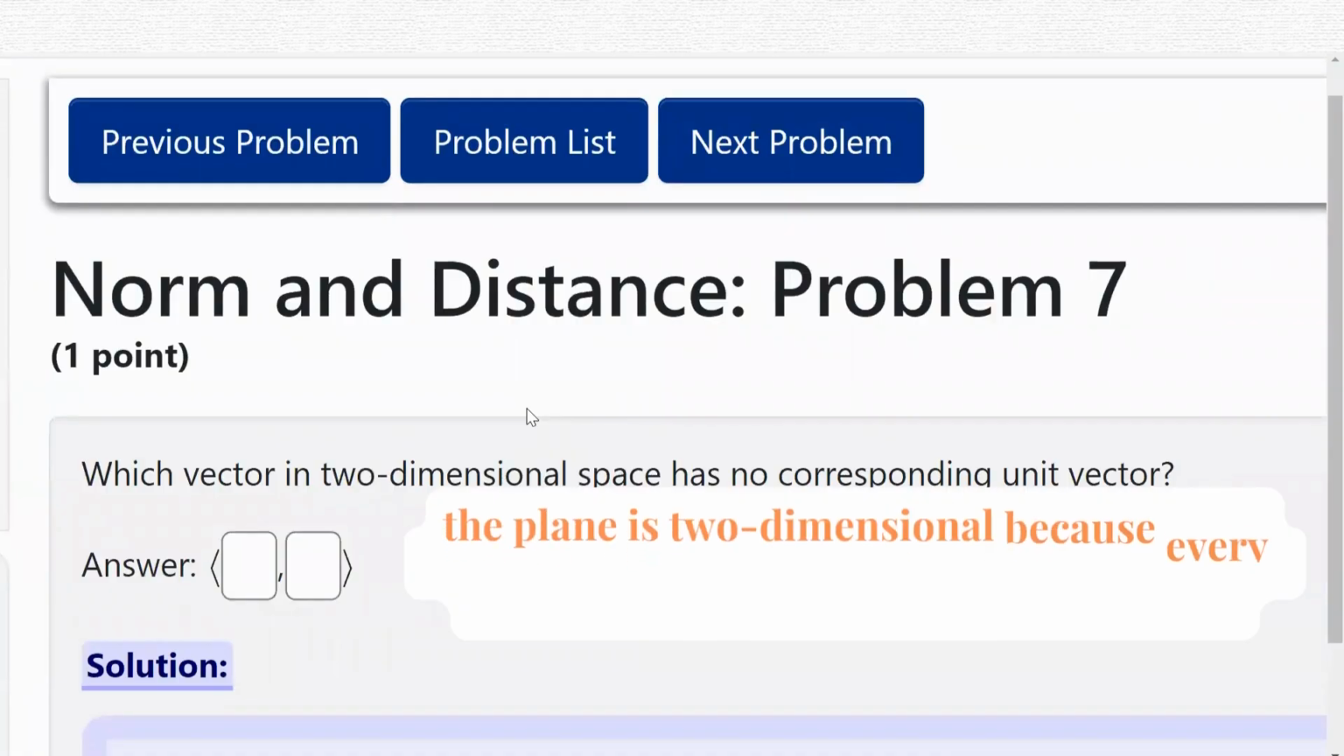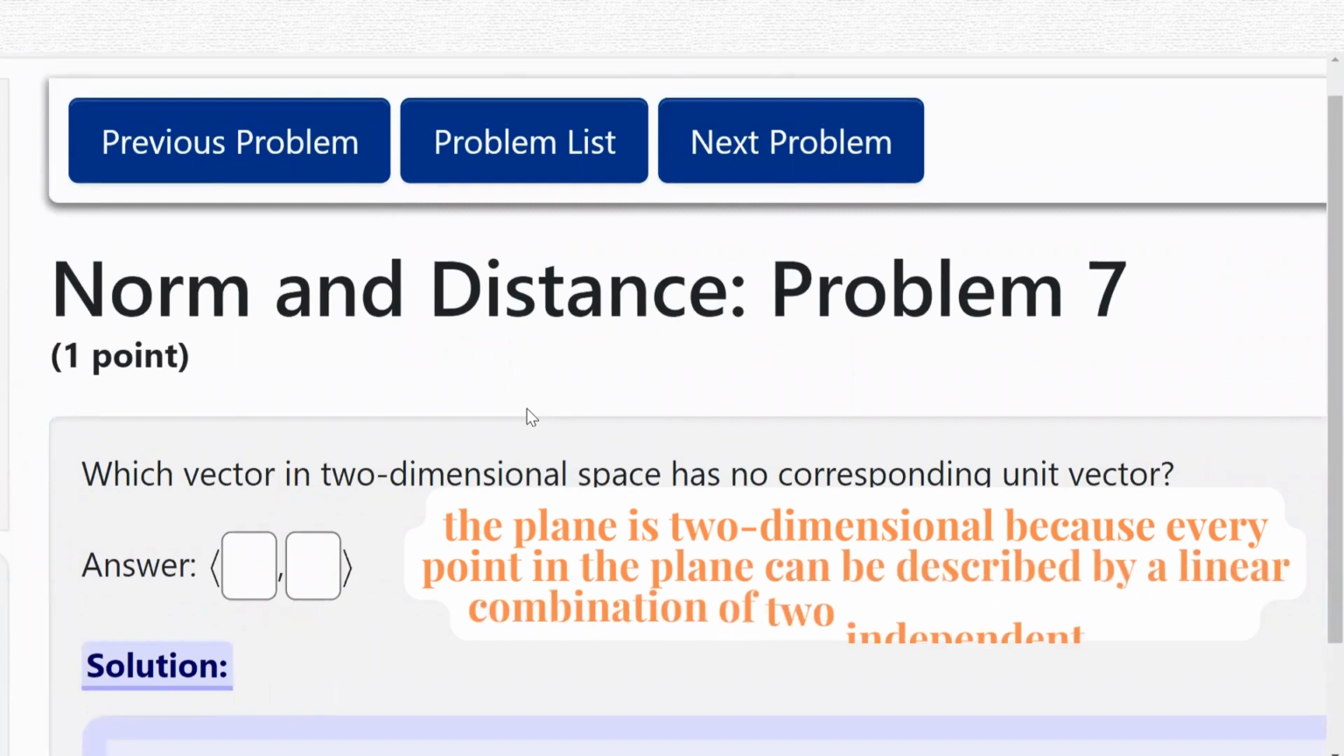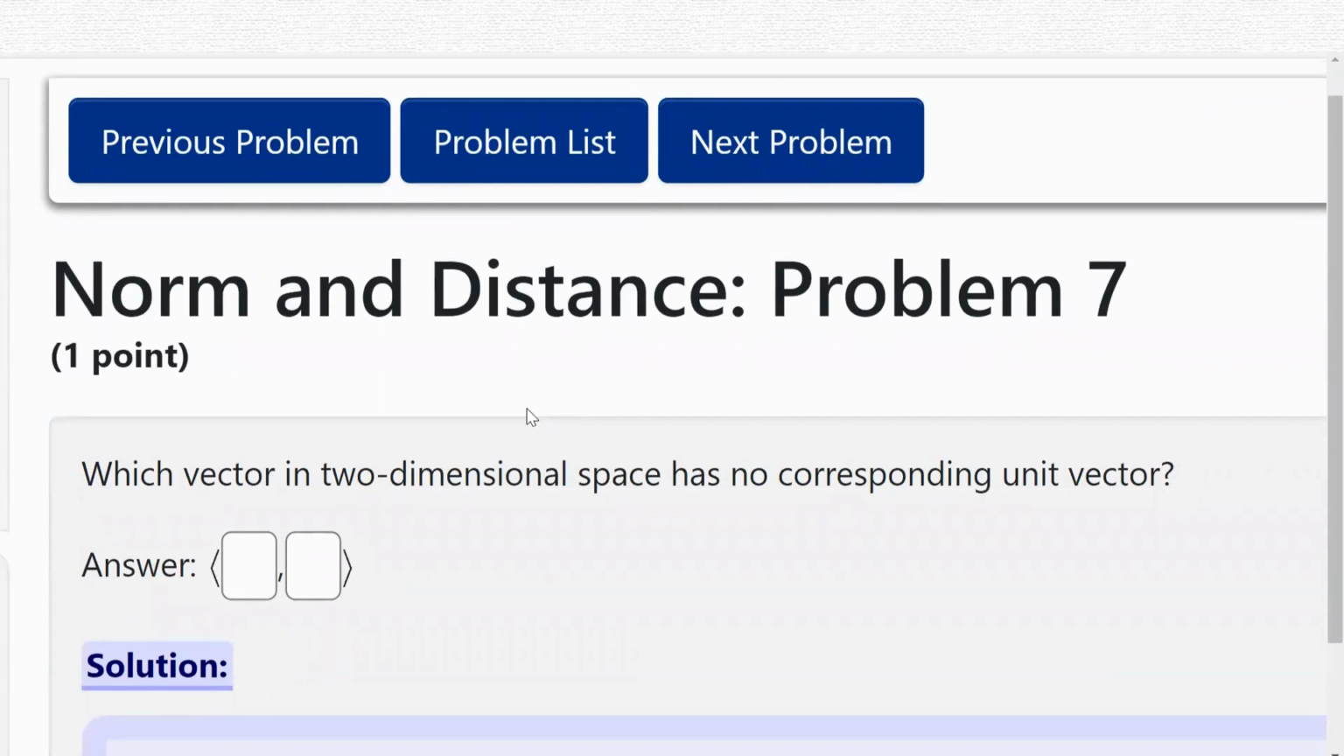This question is asking which vector in two-dimensional space has no corresponding unit vector. Let me write down the formula for the unit vector one more time so that we remember. The unit vector is equal to 1 divided by the norm times the vector.